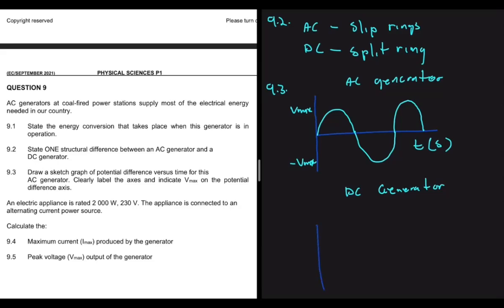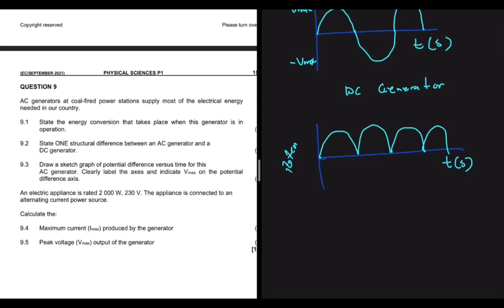So here, if I just put this axis here and then we sketch it, after this half cycle, right, we're not changing the direction for a DC generator. We still keep in the same direction, and so on, and so on. So on the x-axis, we still have the time, and then on the y, we have the potential difference, right, and so on. So that's what you sketch when we want the potential versus time for an AC and for a DC. Now let's do 9.4.